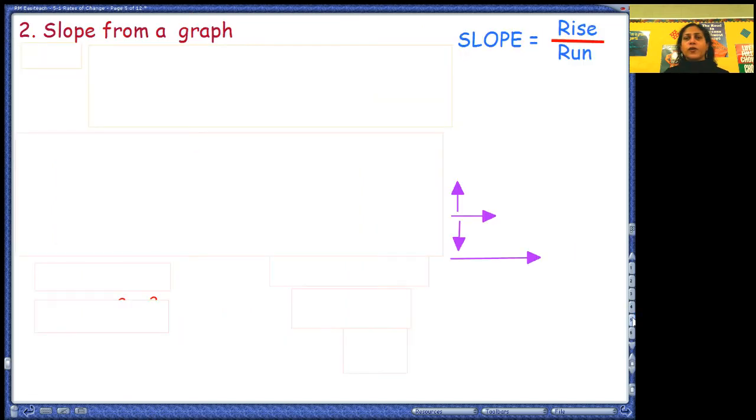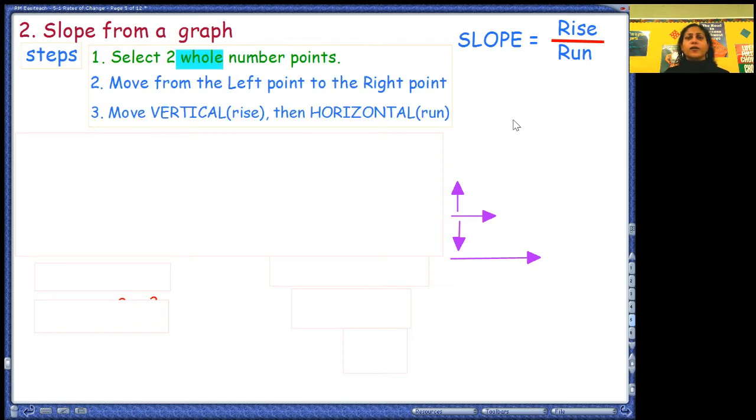The next one, we're going to look at some graphs, and when we're looking at graphs, we're looking for the rise over the run. Rise means going up or down, run means going to the right, always. So the steps are, you want to select 2 whole number points and move from the point on the left to the point on the right. You want to do your vertical movement first, followed by your horizontal movement.